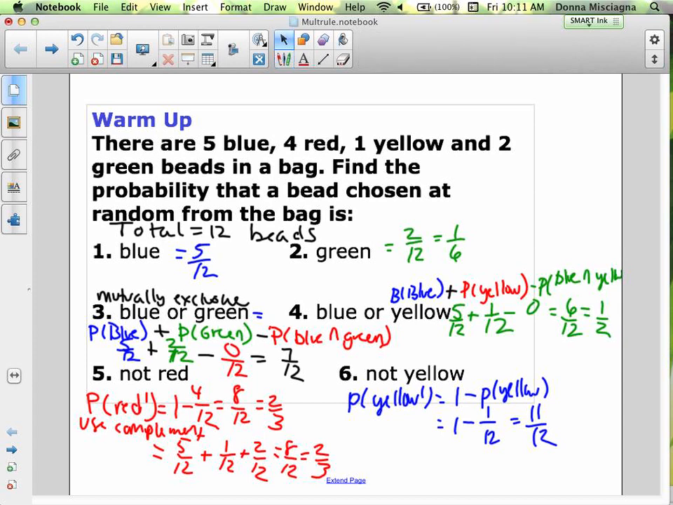Any questions on these? These were all simple probability and a little bit involving the addition rule, but these are mutually exclusive. So we're going to look at the multiplication rule and add that to our list of things that we know how to do.